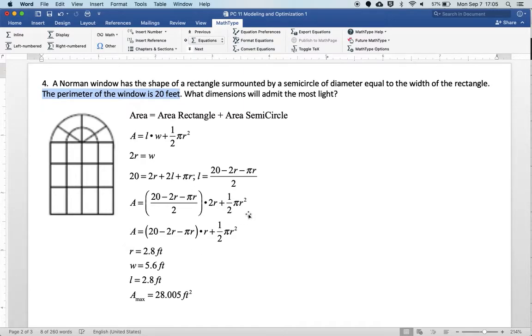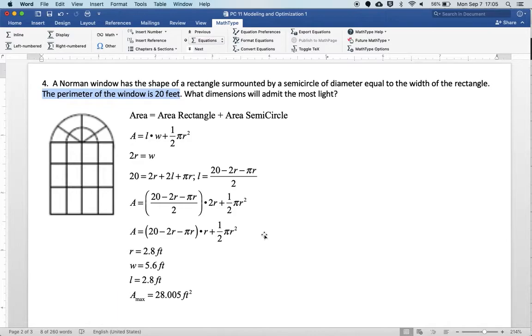So there we've got number 4. Big ideas. Okay, so we had this image. It's asking for dimensions that admit the most light. Most light would happen when we have the greatest area. So area started off with a verbal model, using words. Well, area would be the area of the rectangle along with the area of the semicircle. Took that, put it into mathematical symbols, rewrote that. So we had a function for the area in terms of one variable. We graph that, find the maximum. Great. Questions? Watch that again.